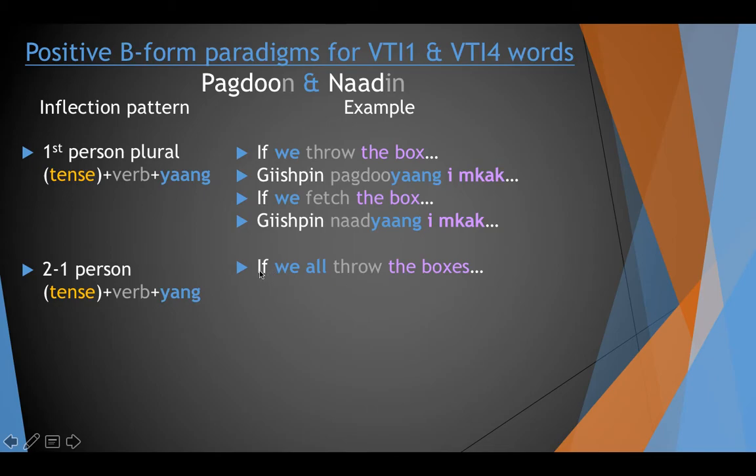I'm going to translate this one for you guys, show you how it's done. So gishben is if, then we go to our verb, pugdo, then we replace that end sound with a young. So gishben pugdo young, and then the box is ni, because it's plural, and then mkakan, nimkakan. So all together, gishben pugdo young nimkakan. And I forgot to change the verb there. It should say pugdo. So gishben pugdo yang nimkakan. And I'm scared to see if the other one hasn't been changed yet either.